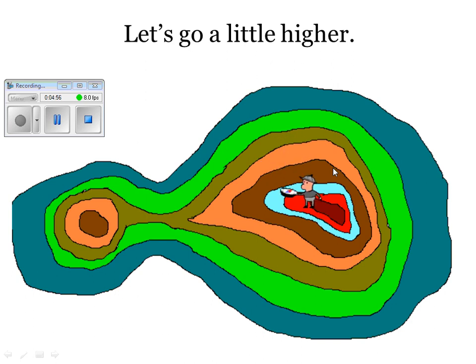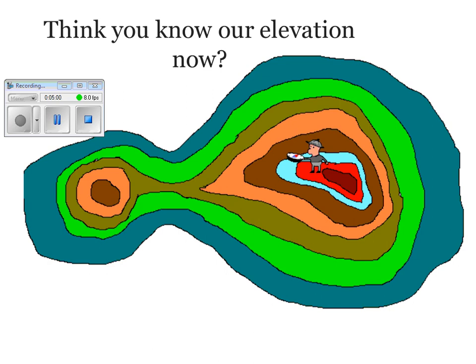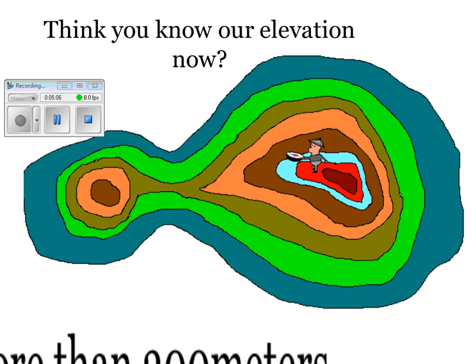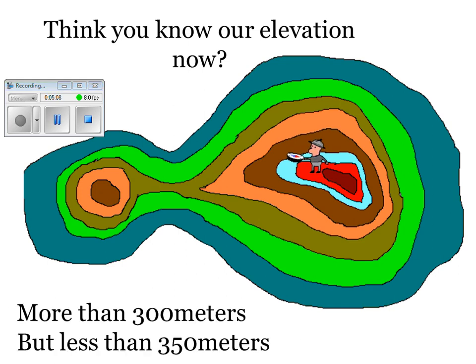Now he's standing in the red. So what is the elevation going to be? Count by 50s again. More than 300 meters, but less than 350, because here's 0, 50, 100, 150, 200, 250, 300, there's 350, and he's standing in the red, so he's between 300 and 350.